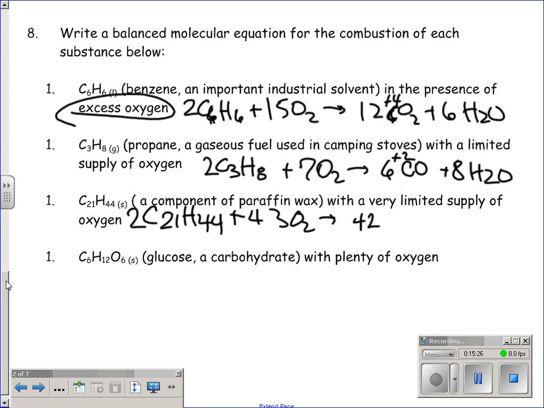This one says very limited. So what would be produced? Anybody? Just carbon, okay? So that's what your numbers look like. Okay, so let's go back. Let's just do the products first. We know we're adding oxygen because that's what combustion is. Limited supply of oxygen yields what? Anybody? C, just straight carbon. And water still.